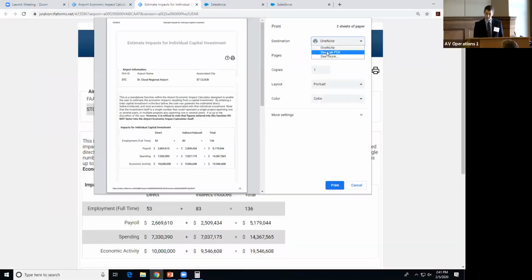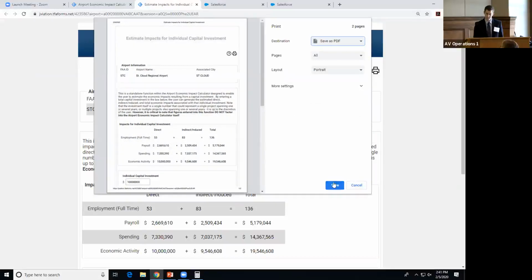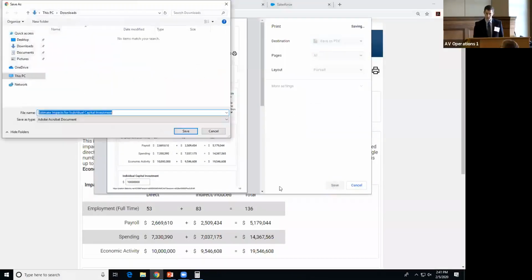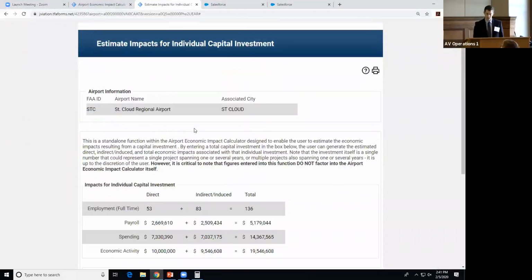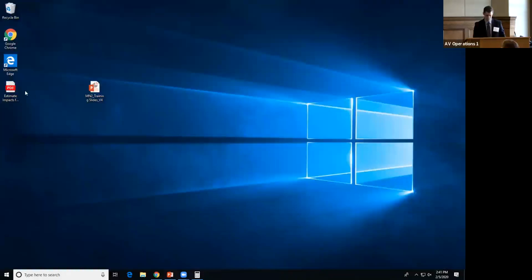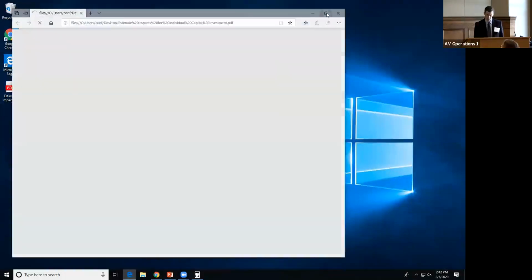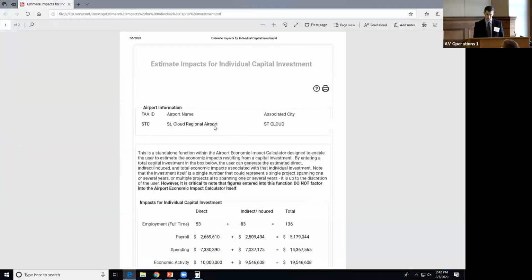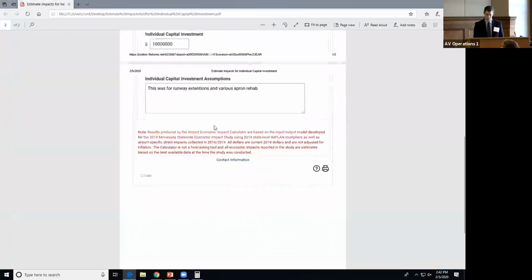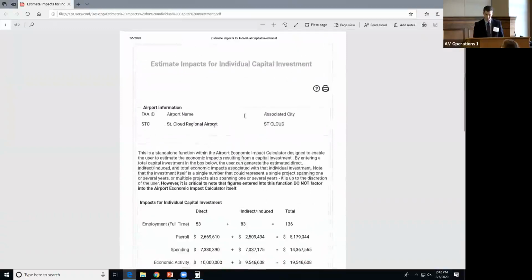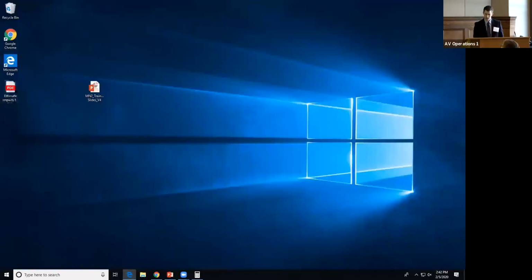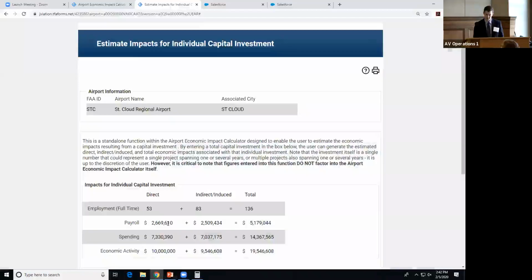So let's save this PDF. Let's see if we can do that. Anytime you click a printer-friendly button, I'll just save it to the desktop here. It creates a printer-friendly version of the calculator. It's going to create a PDF here, just a basic file. Looks exactly like what you just did. And you could print this and share it as needed. So we'll click out of here.